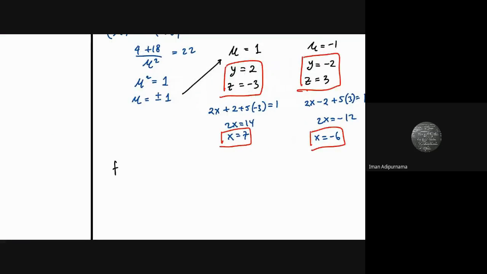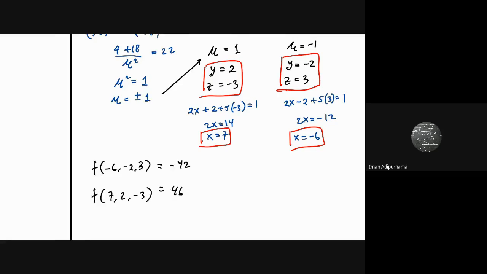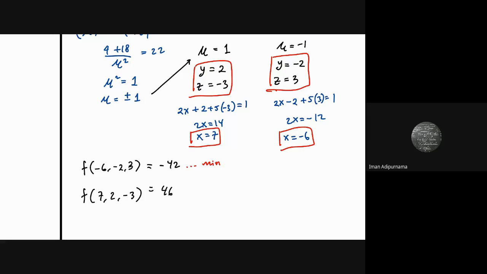So we can try to check these two. The first one results in negative 42. The second one is 46. And we can conclude from here alone that this will be the minimum value and this will be the maximum value. So whenever you find x, y, z from the Lagrange, you will find either the minimum or maximum or both. You will find two points directly.